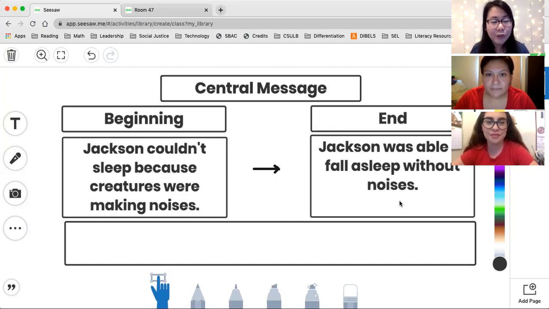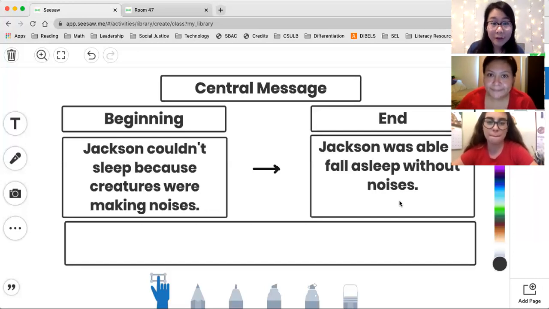There are so many different strategies for how we can come up with the central message. But one strategy that I like to use is to think about what happened in the beginning of the story with the character, and what happened at the end of the story with the character, and what changed? We can learn a lot from how our characters change to know what the author is trying to teach me in this story.